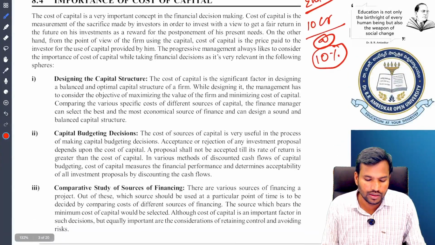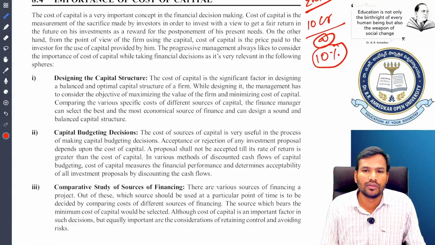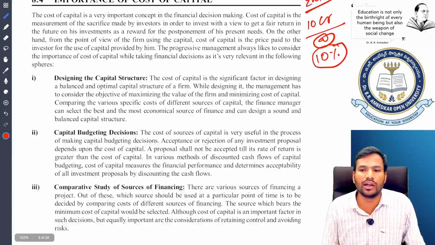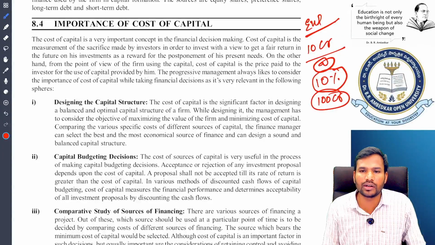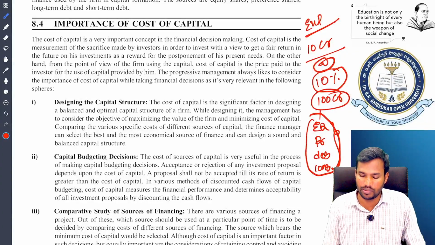Okay, importance of the cost of capital: designing the capital structure. I already explained in the previous class how the company decides the capital structure. Suppose the company needs 100 crores. Out of 100 crores, how many sources are available? Suppose equity, preference, debentures, and long-term borrowings. A combination of all these four we can call a capital structure.